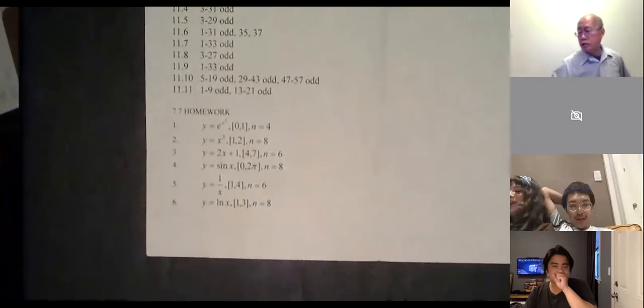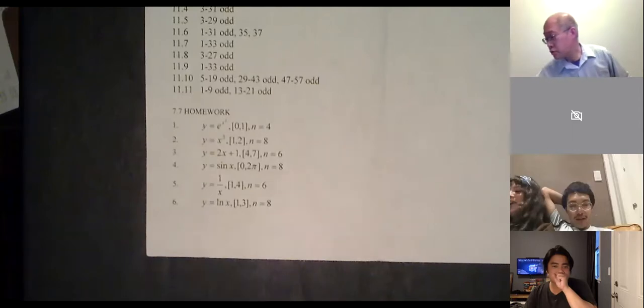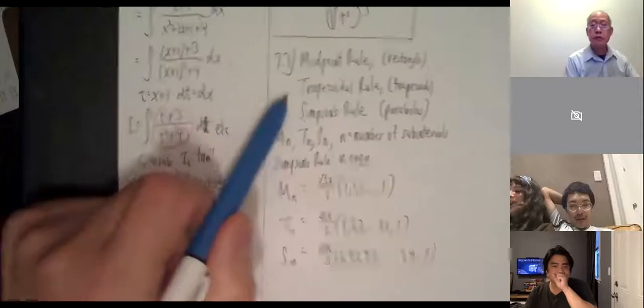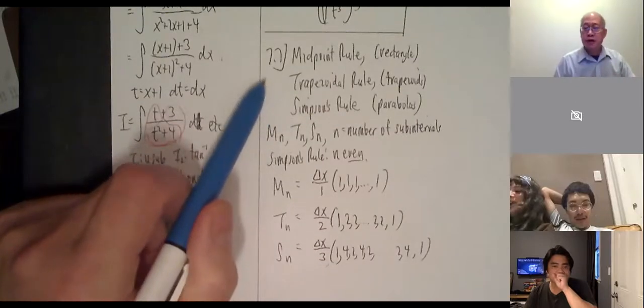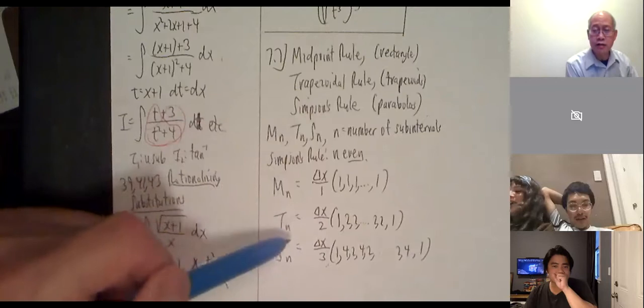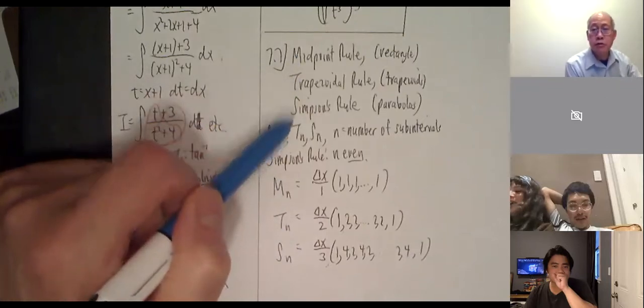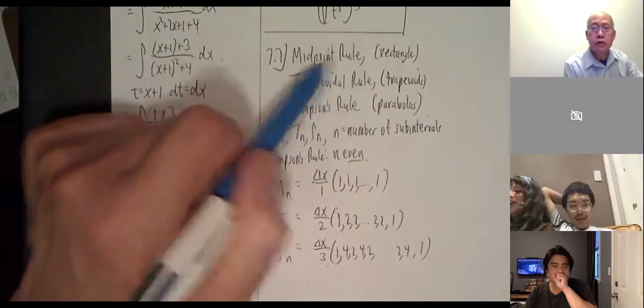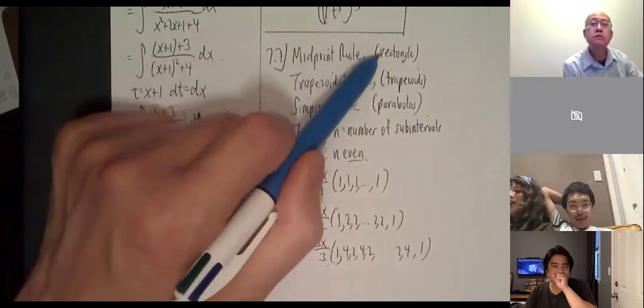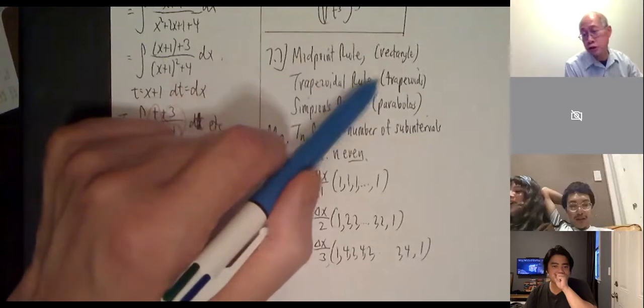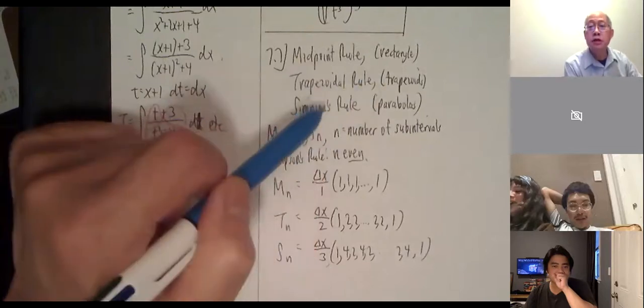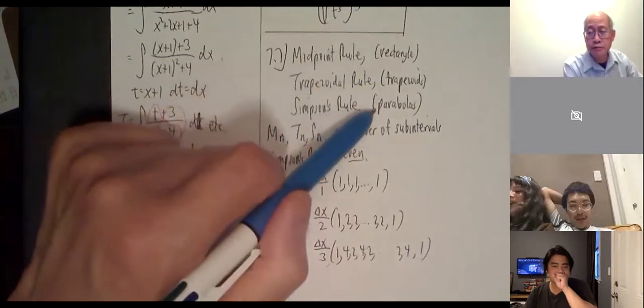So here is my version of the midpoint rule, trapezoidal rule, and Simpson's rule. It's being recorded, so if you don't want to write this down, you can just look at the video later. The midpoint rule uses rectangles. Trapezoidal rule uses trapezoids. Simpson's rule uses parabolas.